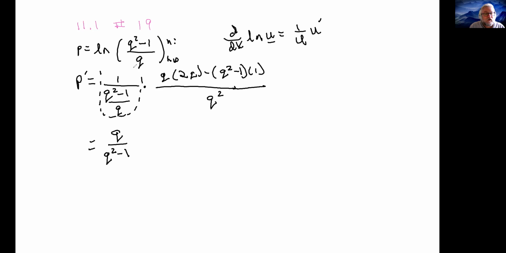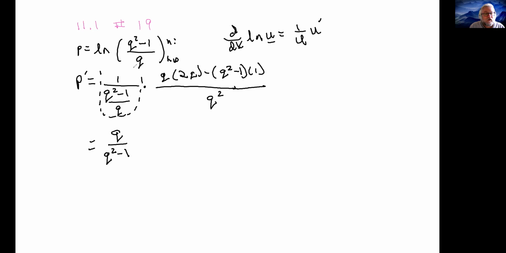Okay, so P equals natural log of Q squared minus 1 over Q, all of this. So before I do the derivative, I'm going to rewrite this as natural log of Q squared minus 1 minus natural log of Q. I'm going to apply one of those rules of logarithms. Now I'm going to differentiate this.